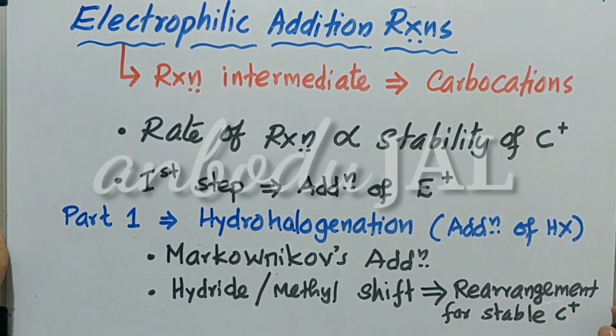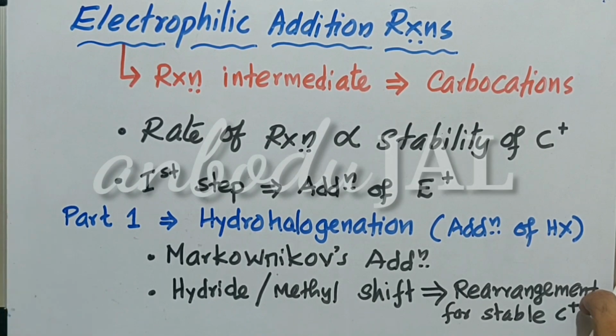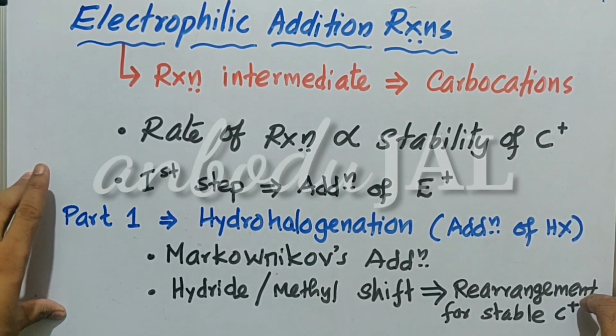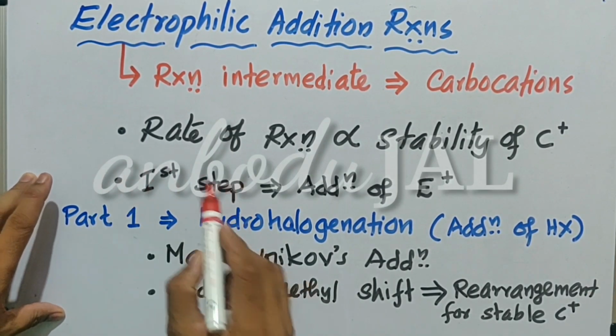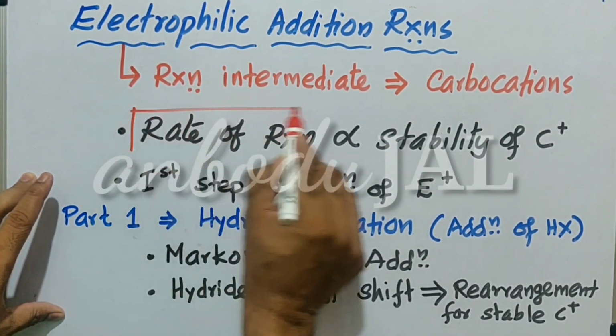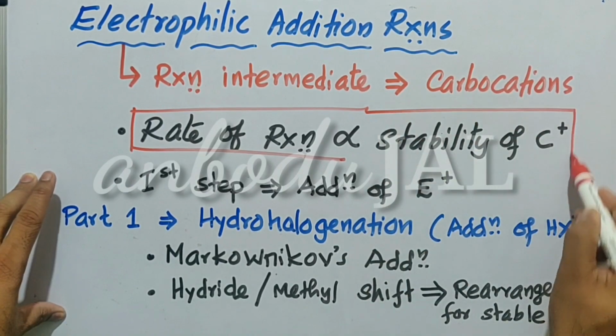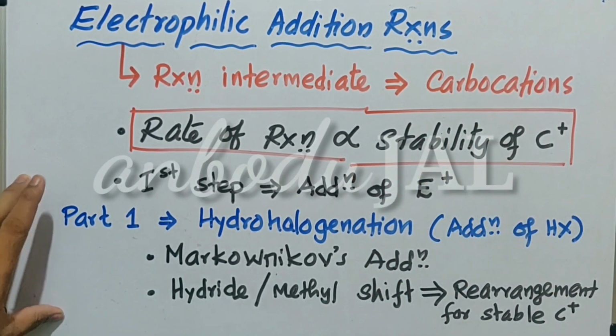So, which of the following reactions takes place fastest? If there is such a question, then we have to search for which reactant produces the more stable carbocation. That will be the answer for that question. So don't forget, the rate of reaction is proportional to the stability of the carbocation.